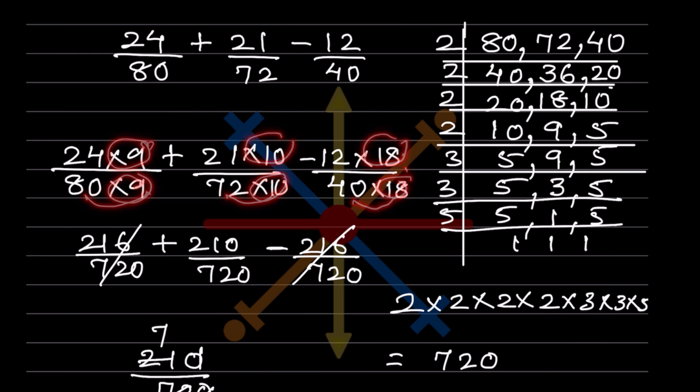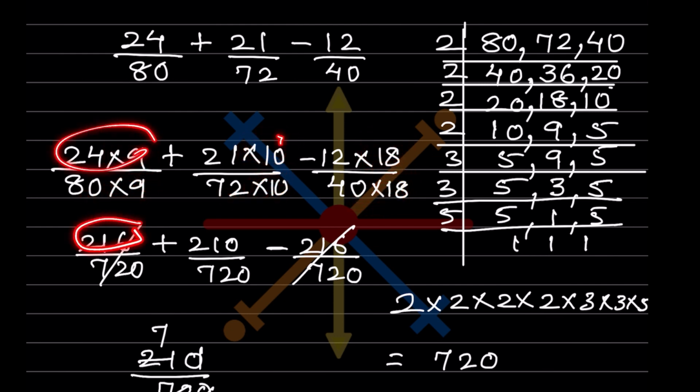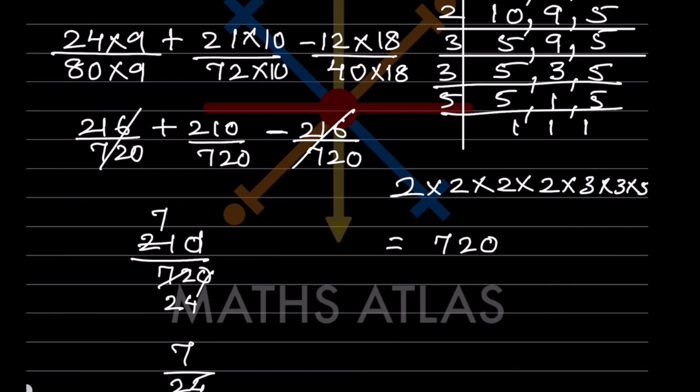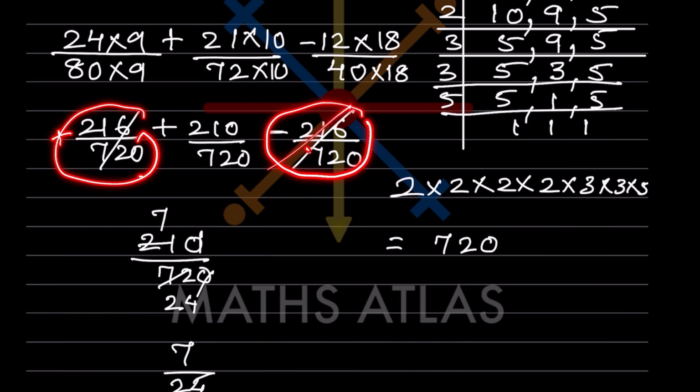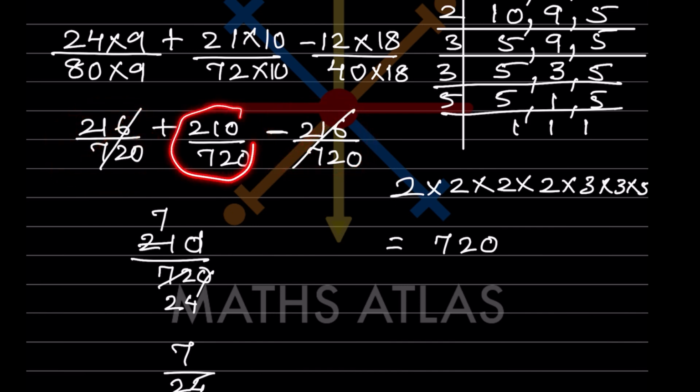Same, the changes are in the numerator. So when you multiply this, you get this one. Now here, one of the shortcuts is that we can directly cancel 216 over here, because this is plus and divided by 720, and this is minus. So this can be cancelled out, and what remains is 210 by 720.